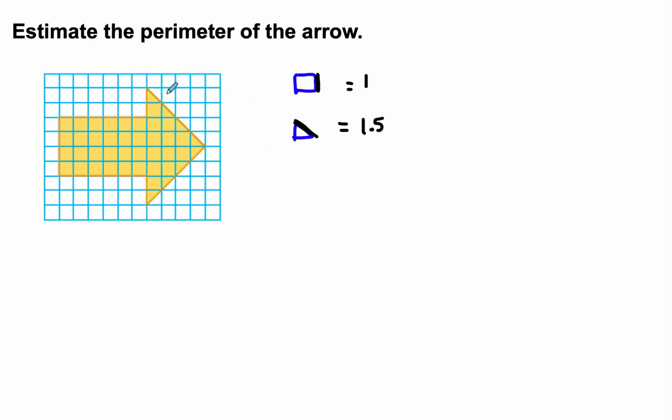So we'll start with our diagonals. So I have 1, 2, 3, 4, 5, 6, 7, 8. I have 8 diagonals in this, and each one is going to be worth 1.5. So really that means altogether that's going to be worth 12 units of distance.